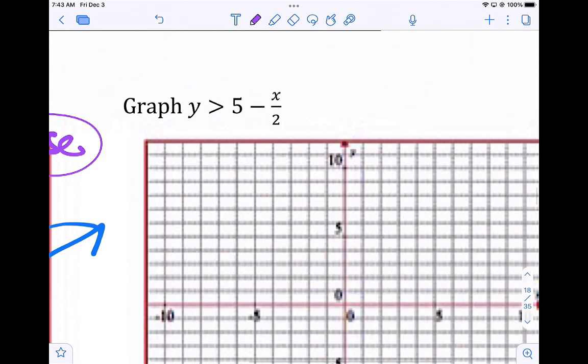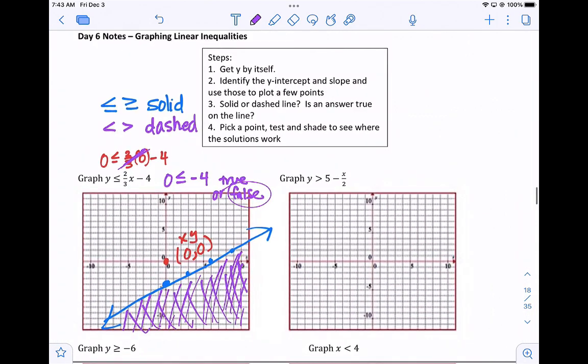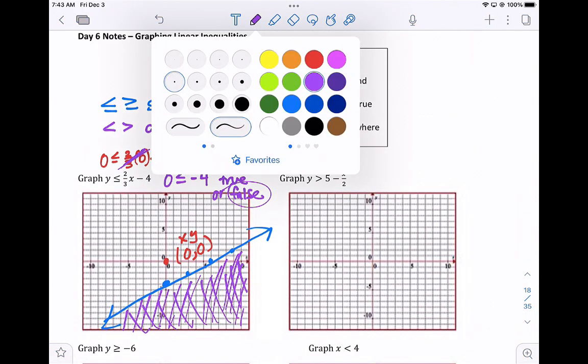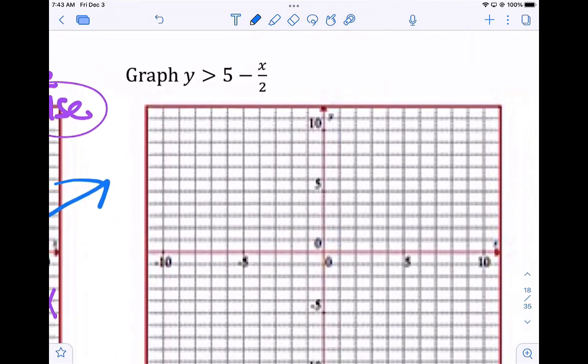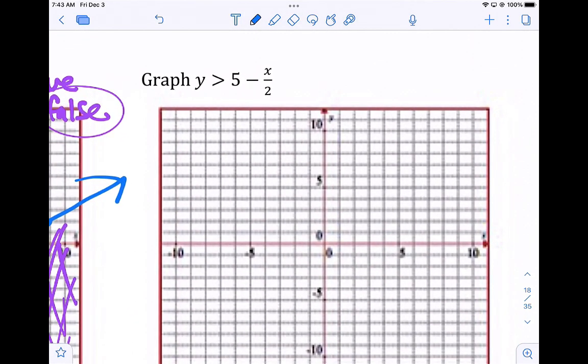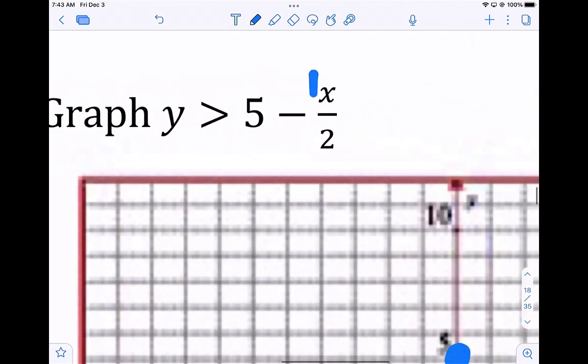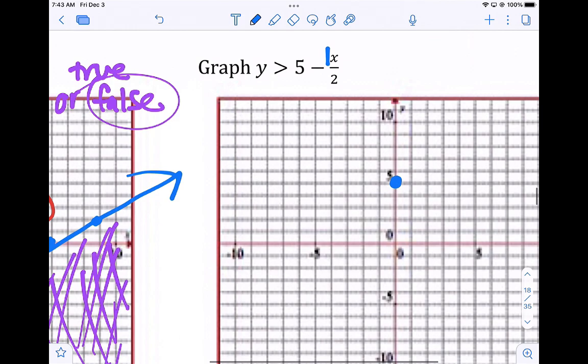Again, notice y is already by itself, so we're done with step 1. Step 2, we're going to start with the y-intercept, and the number here by itself is 5, so count up 5. Make a dot. Here the slope is -1/2. Notice there's the x there, but if there's not a number next to the x, the invisible number is 1. So this is -1/2, which means we're going to go down 1, to the right 2, and make a dot. I'll do it a few times. Down 1, to the right 2.